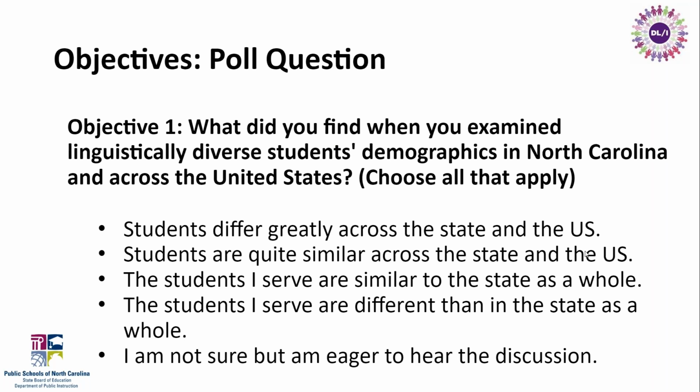So we are going to start with a poll question. The first poll question is, what did you find when you examined linguistically diverse students' demographics in North Carolina and across the United States? You can choose all that apply. Some of these statements are opposite of each other. Students differ greatly across the state and the US, or students are quite similar across the state and US. The students I serve are similar to the state. As a whole, the students I serve are different, and I'm not sure, but eager to hear or discuss.